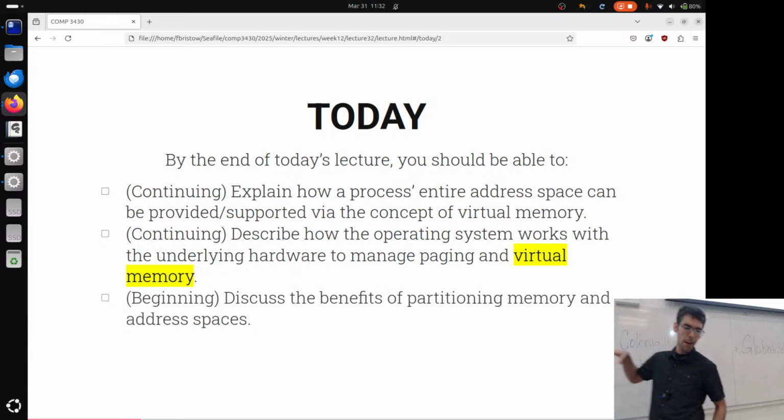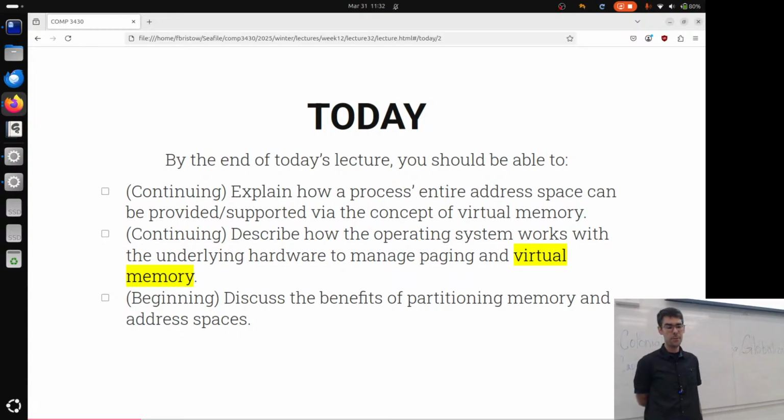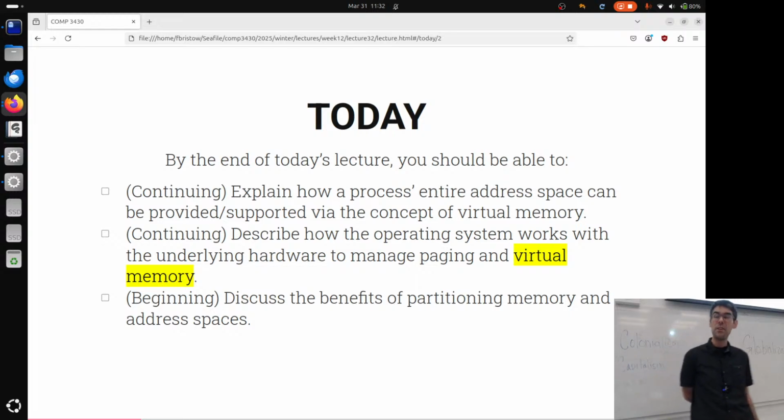I want you to be able to begin to discuss the benefits of partitioning memory and address spaces. We've already started to introduce this idea of partitioning physical memory. That's effectively what we were doing with base and bounds: I take my physical memory, break it into smaller pieces, and then stuff entire virtual address spaces into those smaller pieces. This week we're going to think about this from the perspective of partitioning address spaces as opposed to partitioning physical memory.